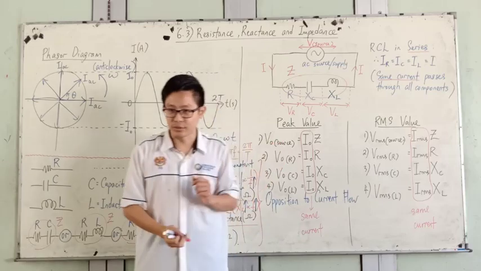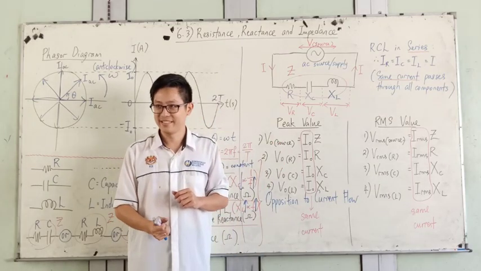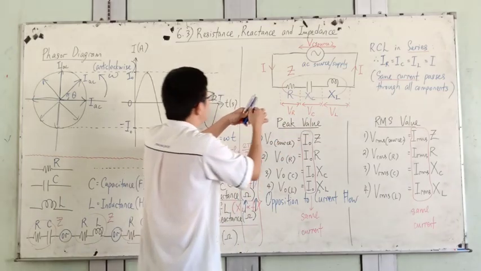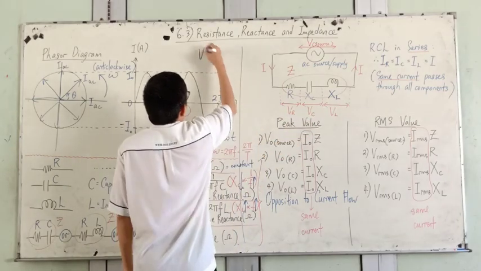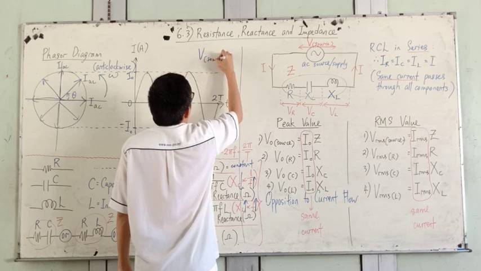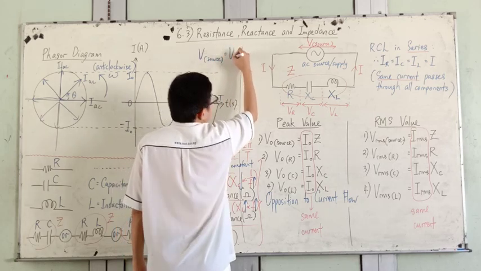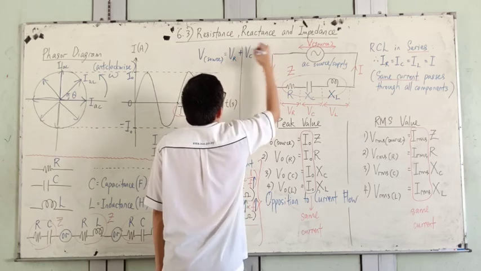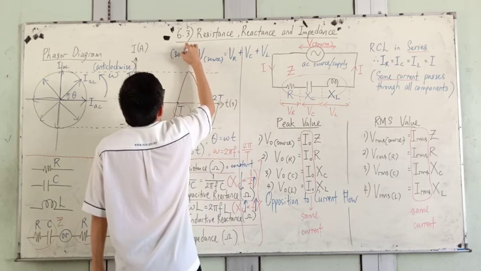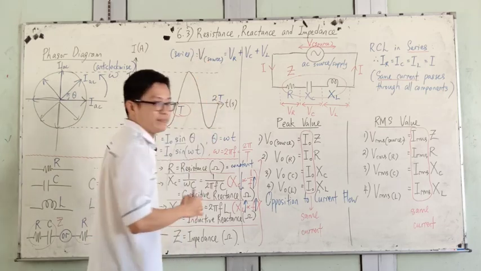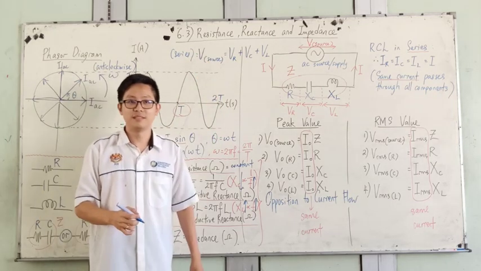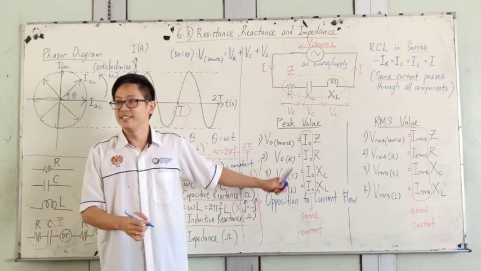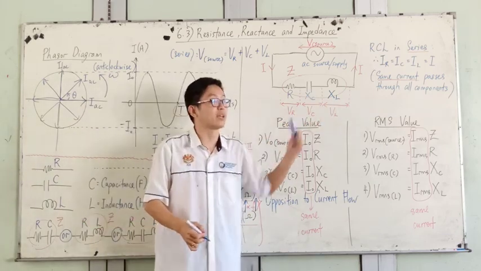How to find the total voltage? I want to ask you one thing. So we can say V source is equal to VR plus VC plus VL because it is series. Is this correct? Series, so we add all the voltage together, isn't it?